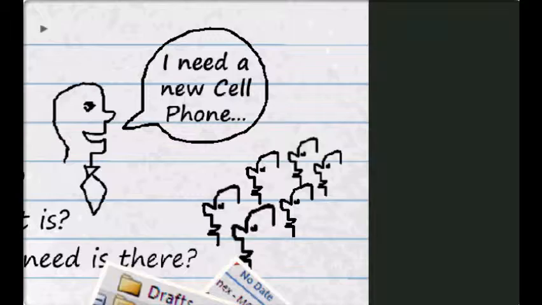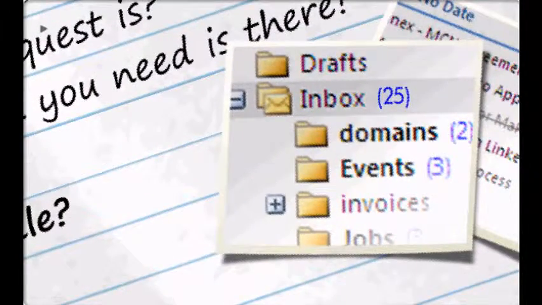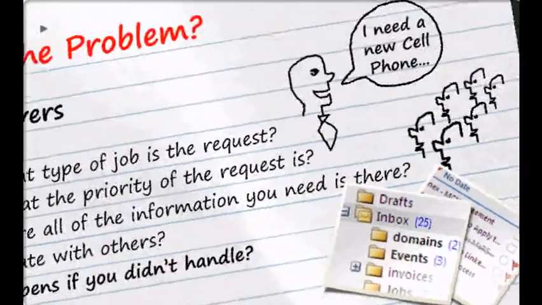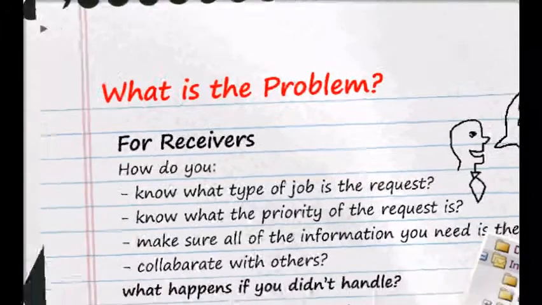At any given moment, you probably have a handful of requests sitting in your inbox that you haven't even looked at, and there's probably another handful of requests flagged and stashed away somewhere. For each of those requests, how do you know what type of job it's referring to? How do you know what the priority and importance is? Surely all those exclamation marks aren't the same importance. How do you make sure all the information you need is there?